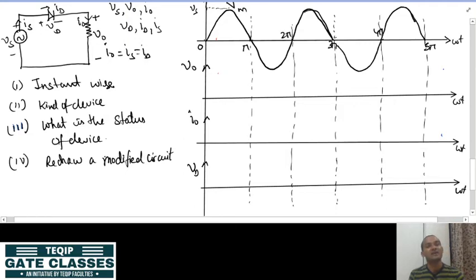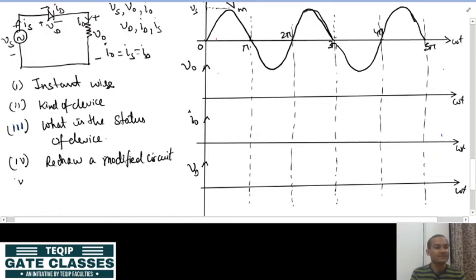that we use devices in switching state. We use devices as switches, not as amplifiers. Alright. So, you have to redraw a modified circuit. Redrawing a modified circuit means we know that when the diode is forward biased, it becomes a short circuit switch, and when the diode is reverse biased, it becomes an open circuit. Alright. So, we have to redraw that modified circuit.